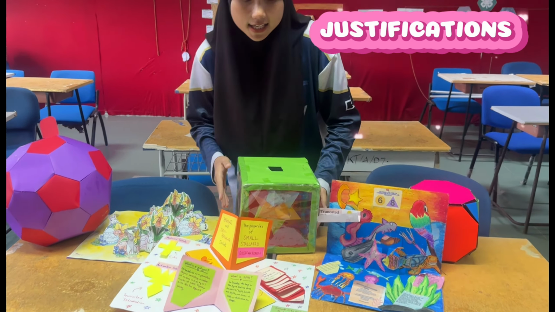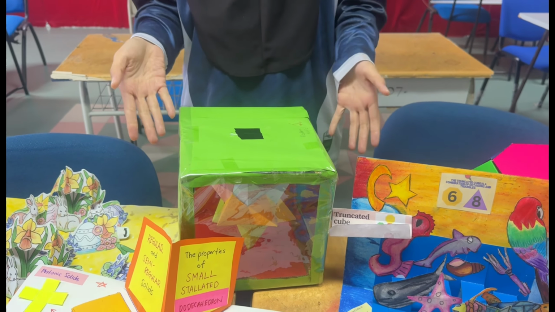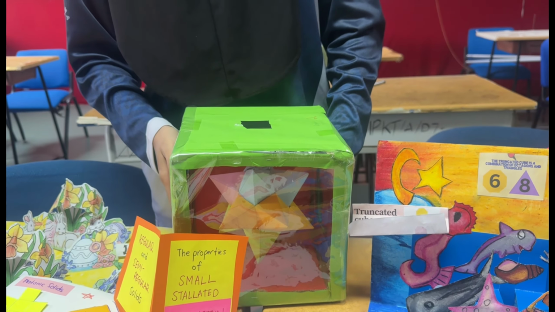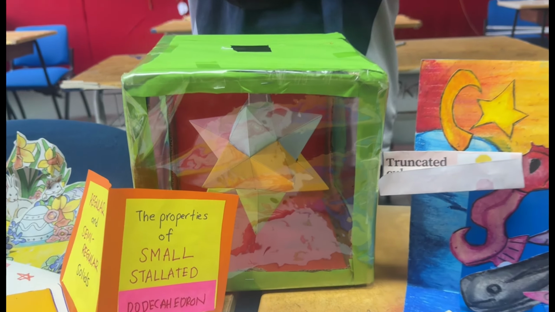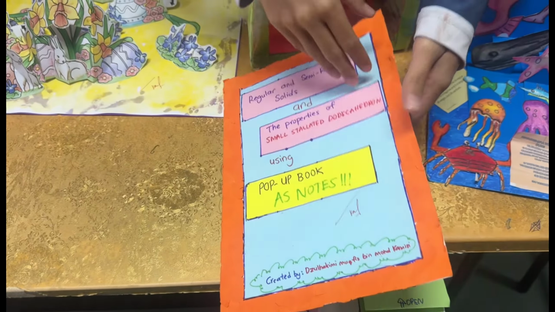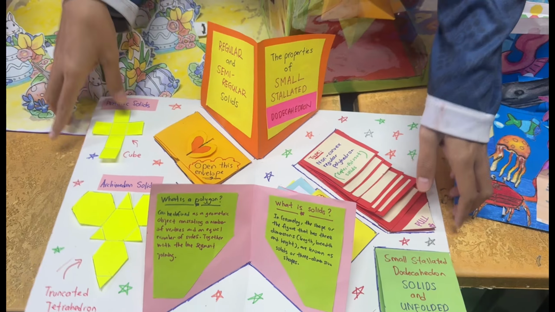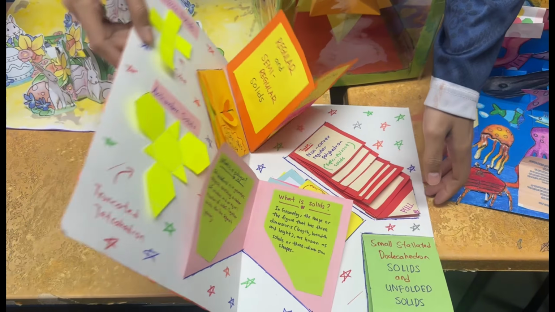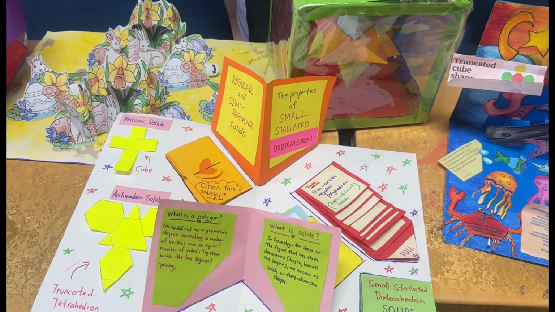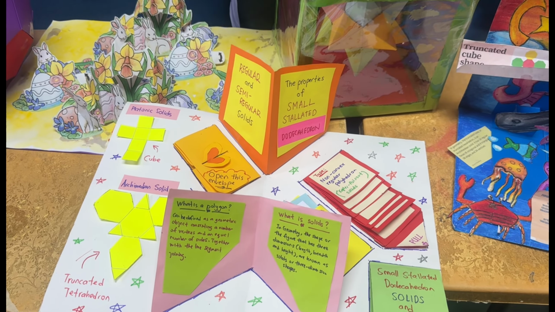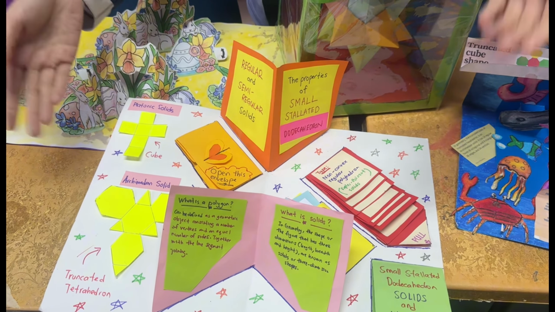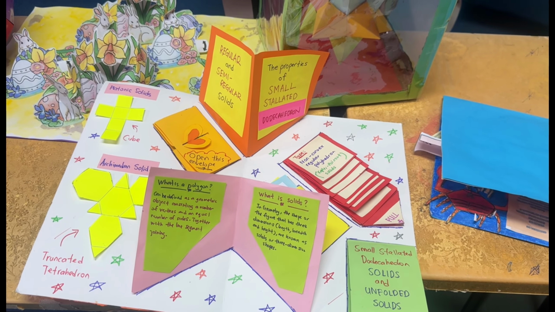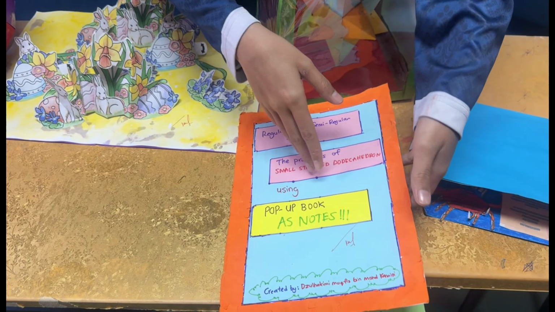So the first one is a solid. This solid, which Zoe made, is suitable as decoration in the room, at home. Okay, not only that. Zoe also made a notebook with an explanation about the small stellated dodecahedron, which makes it fun for children to read and make notes about the solid. It looks beautiful, and it makes children love to use this notebook as a pop-up book.